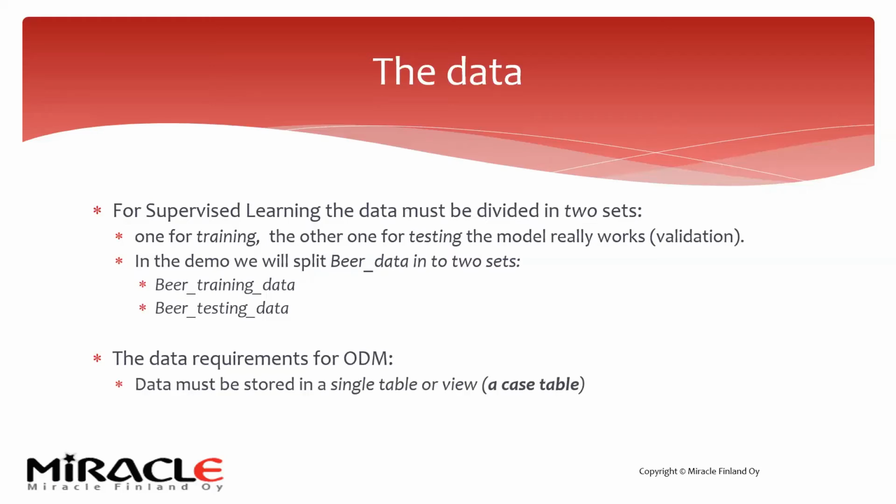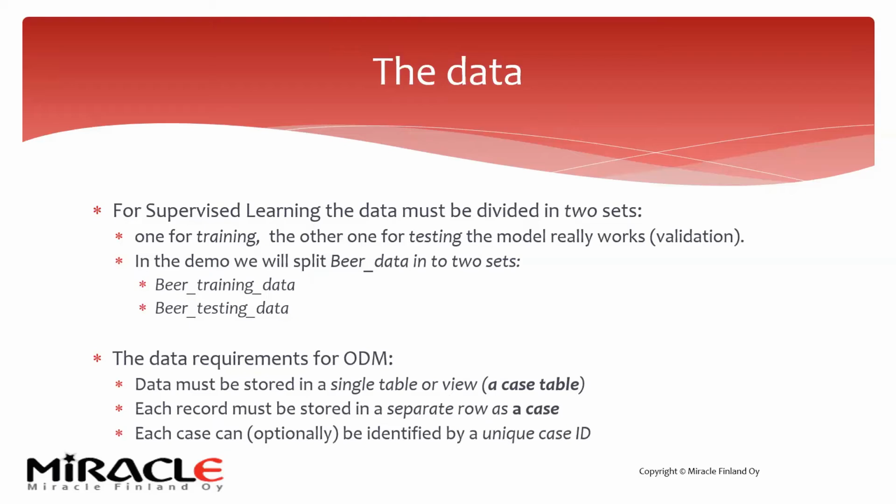But the requirement anyway is, if we are using Oracle SQL machine learning, the data has to be stored in a single table or view, which is called a case table. So we cannot have two tables and give those two tables to machine learning. They have to be somehow put together in one table or one view. Also, each record must be stored in a separate row as a case, and optionally, each case can be identified by a unique case ID. Well, if you're in a relational database, this should not be a problem. You probably already have a primary key. You have all your data in separate rows, and if you have several tables, you can create a view based on those tables.